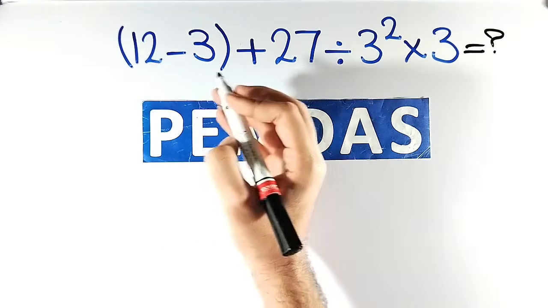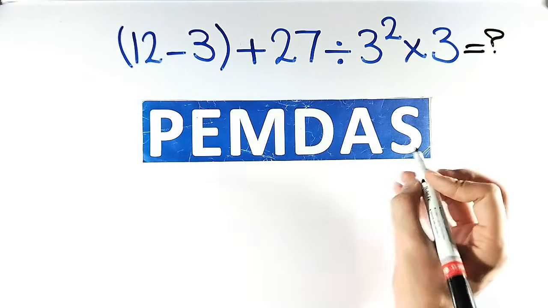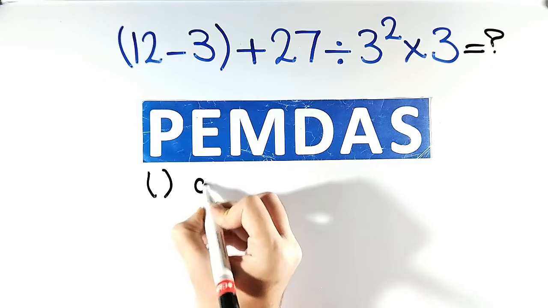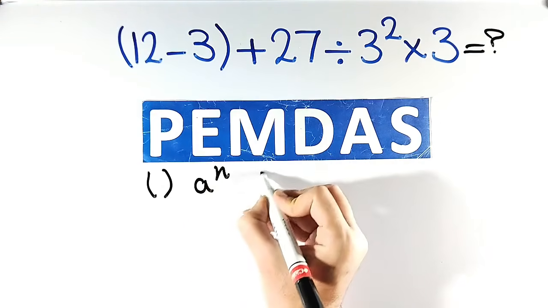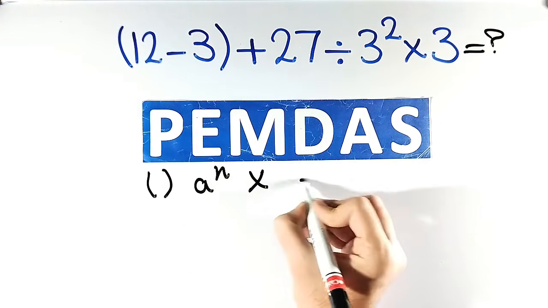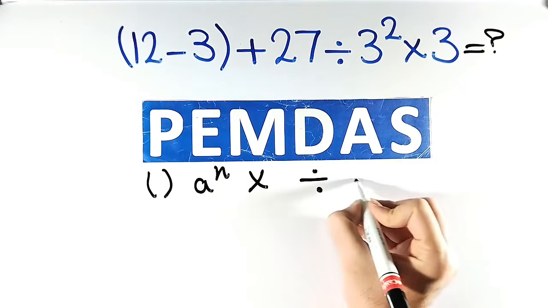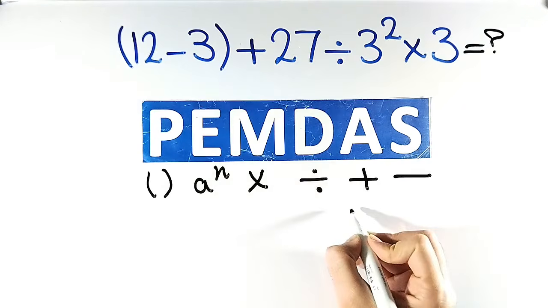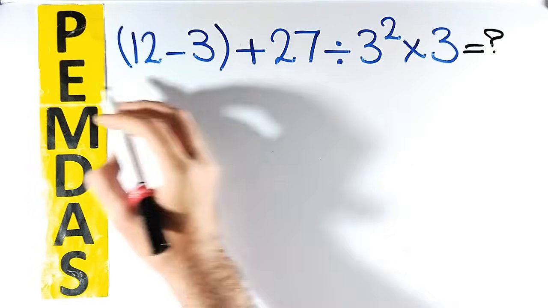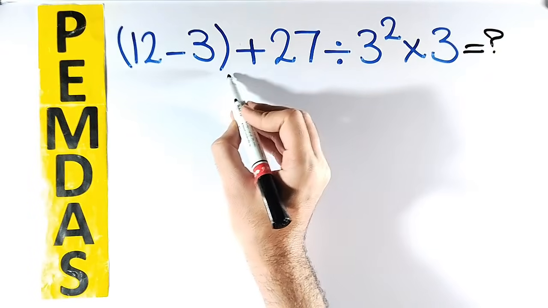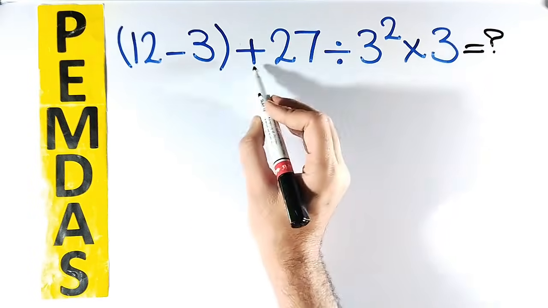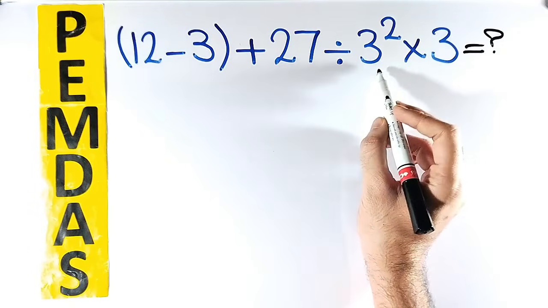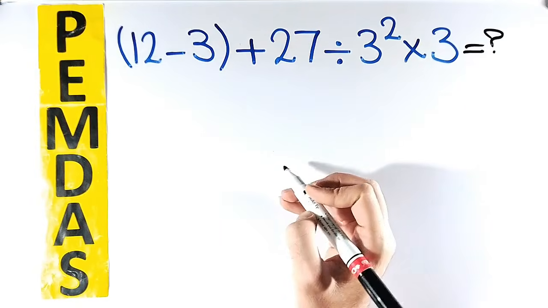To solve this question, we must follow the PEMDAS rule. In this rule, P stands for parentheses, E stands for exponent, M stands for multiplication, D stands for division, A stands for addition, and S stands for subtraction. As you can see on the screen, in this expression, first we have parentheses, then an addition sign, followed by a division. After that, we have an exponent, and finally a multiplication.